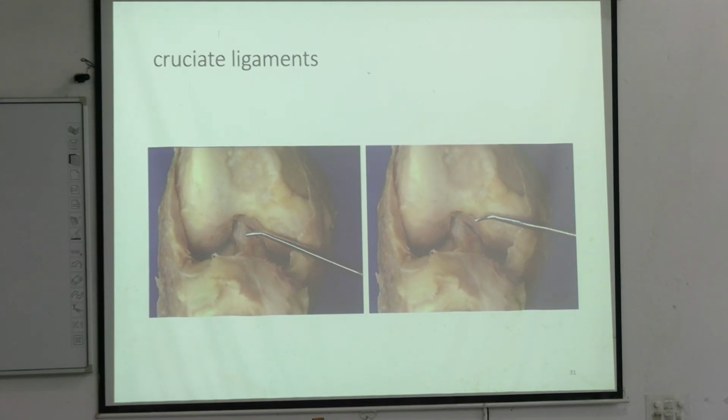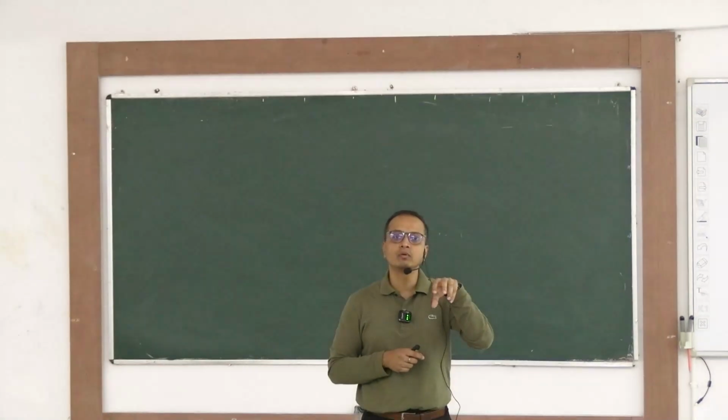So, these particular cruciate ligaments are crossing each other, that is why they are called cruciate. There are two of them, anterior and posterior. Anterior and posterior is based on how they are anchored on this particular tibia.